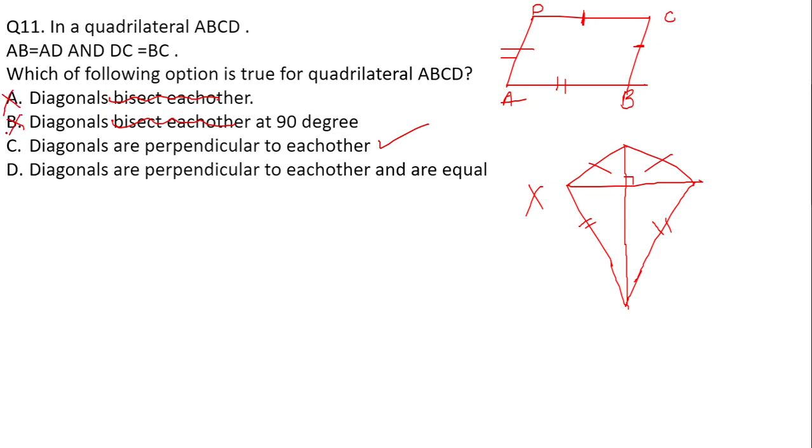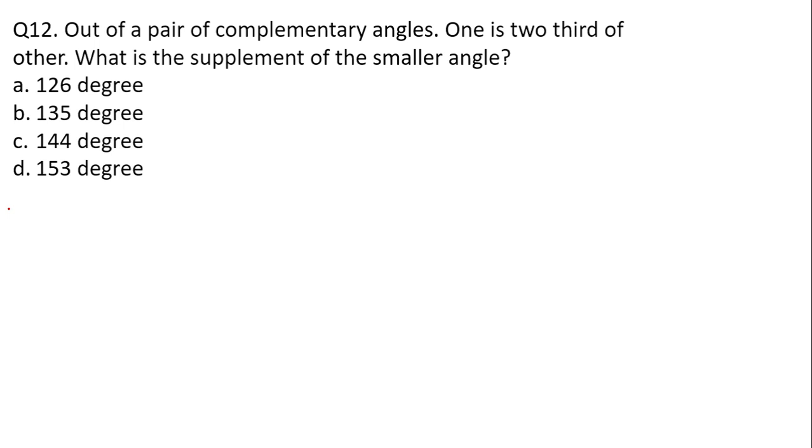Hence options A and B get eliminated. After the diagonals are perpendicular to each other, they are not going to be equal. They are also not equal over here. Hence option number C is the correct option. Option number D is also eliminated. Moving on to question number 12 now.